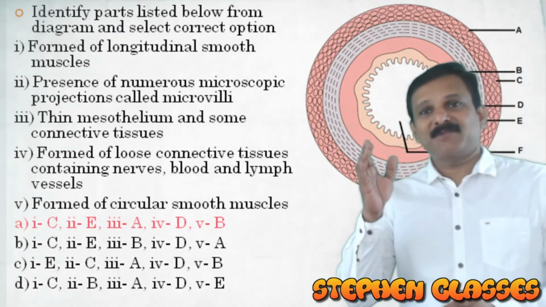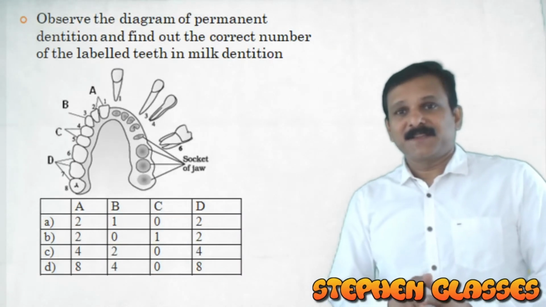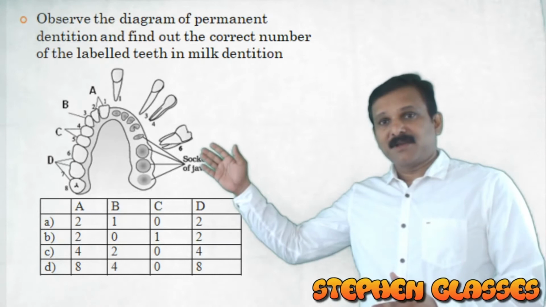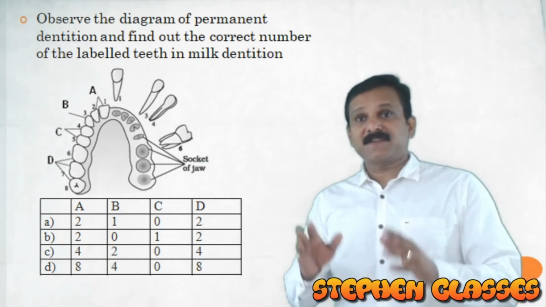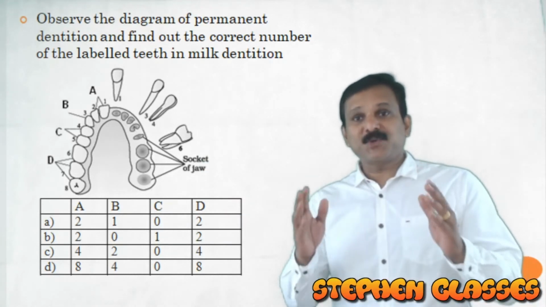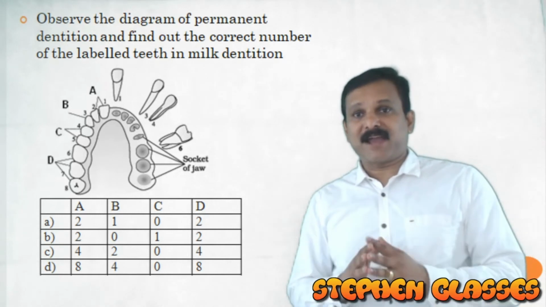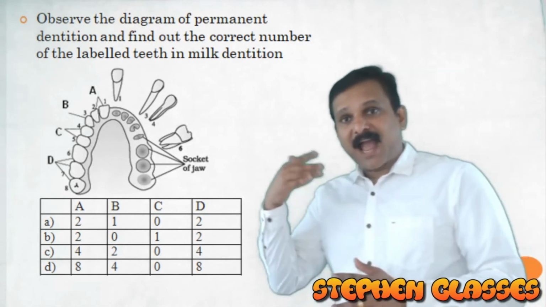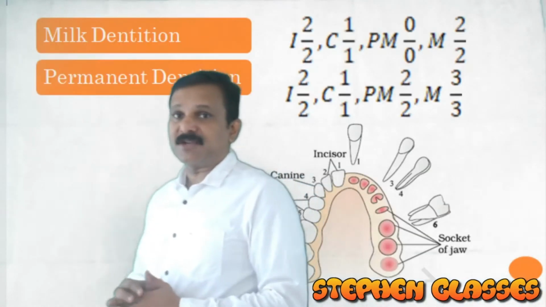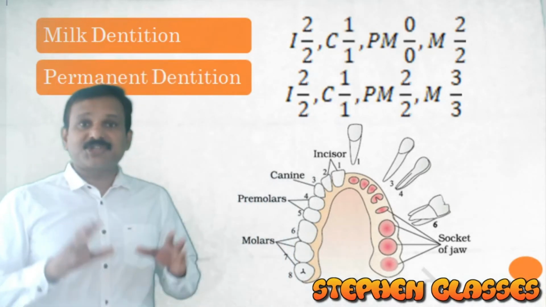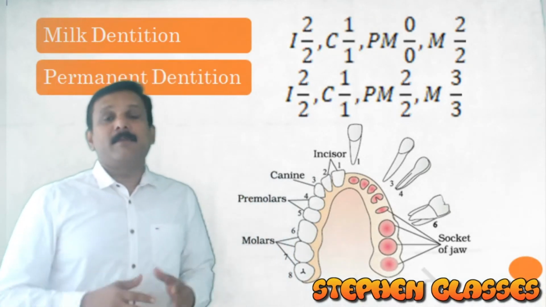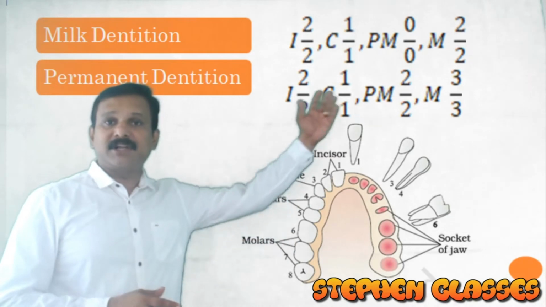So now we have the next question for you. This question is about dentition. You know, human dentition is diphyodont. We have two sets of teeth in our lifetime. One is milk dentition and the other is permanent dentition. In milk dentition, altogether we have 20 teeth, whereas in permanent dentition we have 32.